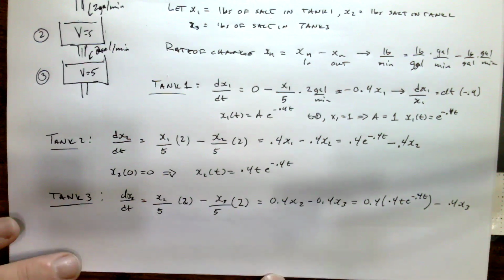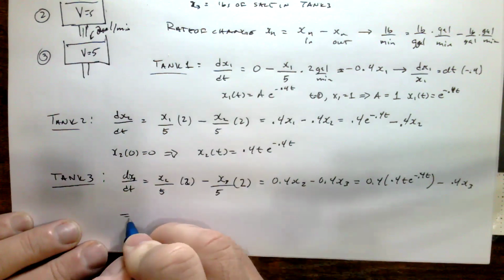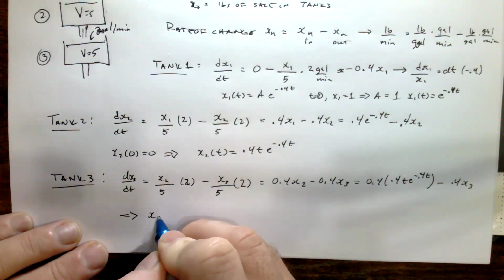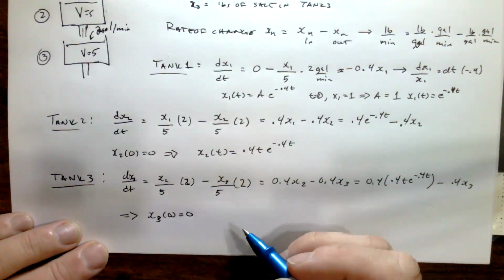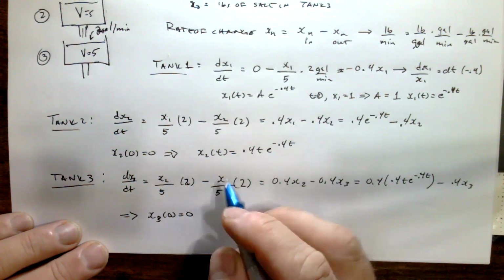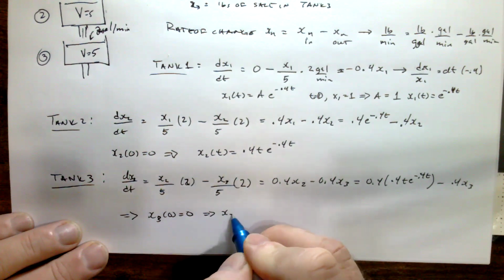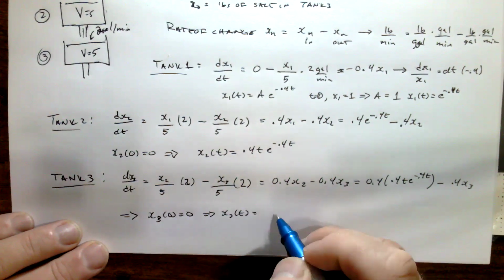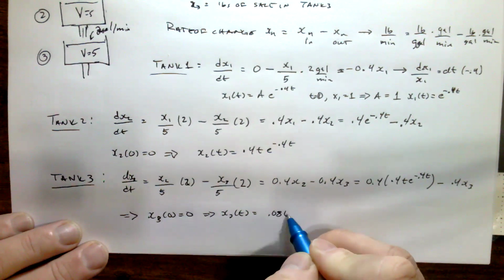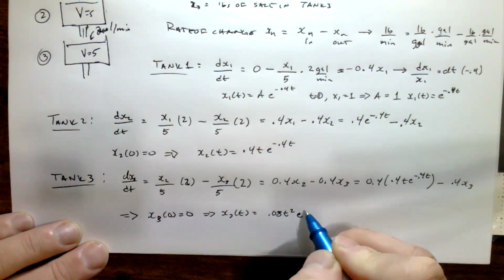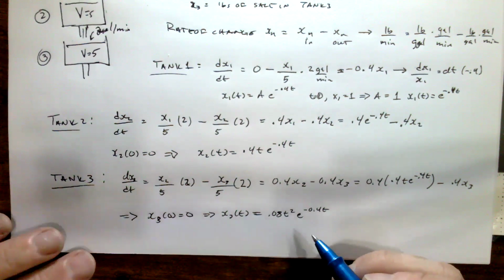So finding the solution to x3, with the initial condition that x3 had no salt in it initially, we get x3 at 0 is 0. So then that implies that x3 of t is going to equal 0.08 t squared e to the negative 0.4 t.